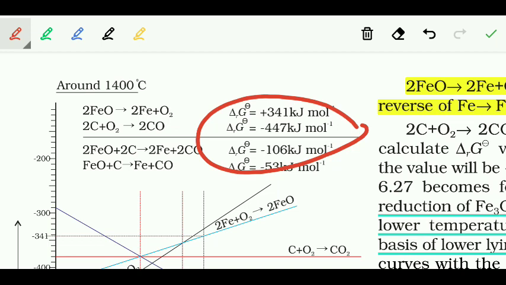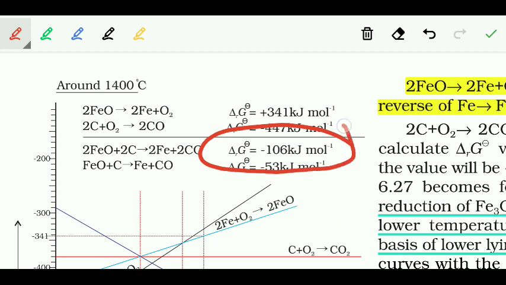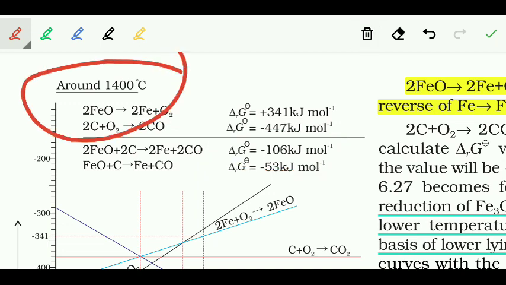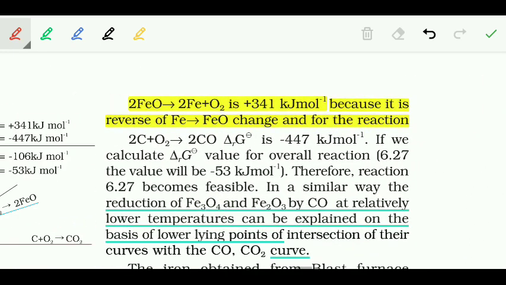If we combine the two equations given here, equation number 1 and equation number 2, we get the overall delta G in negative terms. We have minus 106 kilojoule per mole. It simply means that the reaction is spontaneous at 1400 degrees Celsius. So they explain these kinds of terms in the first paragraph. Let's read it.